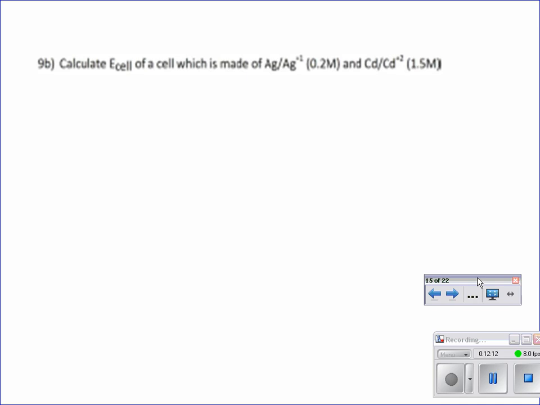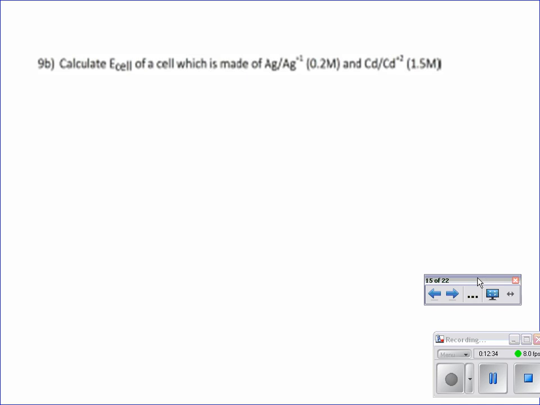Calculate E cell of a cell which is made of silver 1 at 0.2 molar, and cadmium 2 at 1.5 molar. Uh-oh. What do I need to do? We're not at standard conditions. I need E cell, so eventually I'm going to have to use the Nernst. Good. Write the half reactions.